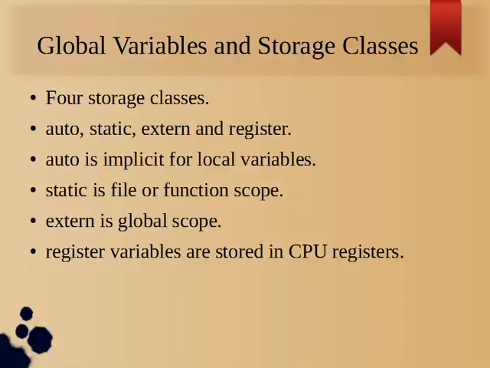We have been declaring local variables throughout our program. Say for example, inside a function I say int x is equal to 20. Then that variable has got auto storage class by default. Auto is implicit for local variables. You do not need to explicitly say auto. If you declare a plain local variable, that means it is auto.